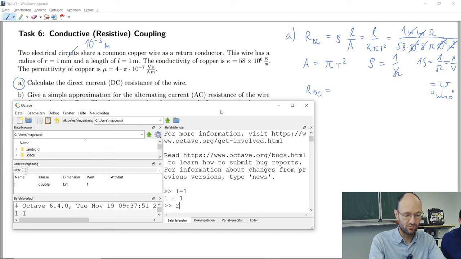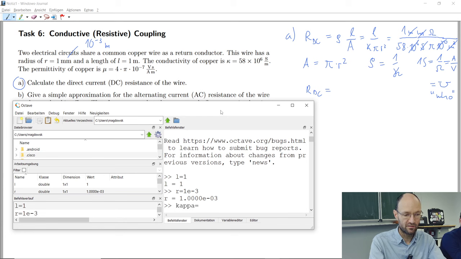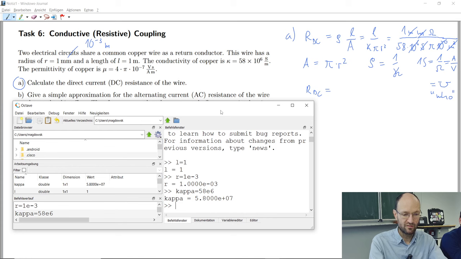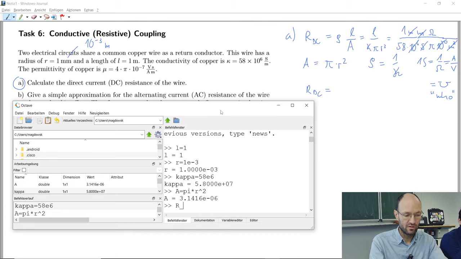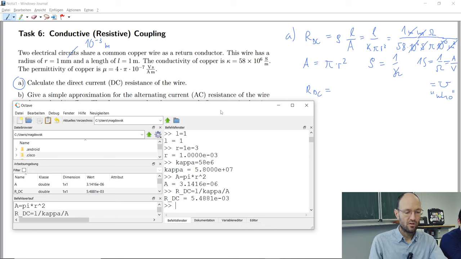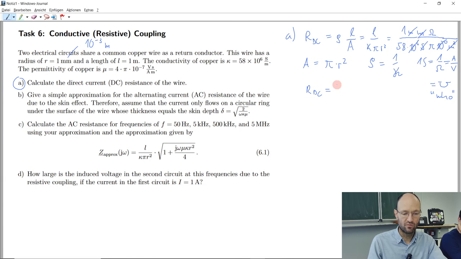So the length is 1 meter, the radius is 10 to the power of minus 3, and this kappa is 58 times 10 to the power of 6. So our area is pi times r squared. And so then we can calculate this DC resistance as length divided by kappa divided by the area. And so we get 5.48 times 10 to the power of minus 3, which is milli, and then ohm. So 5.5 milliohm. That should be the DC resistance of our wire.